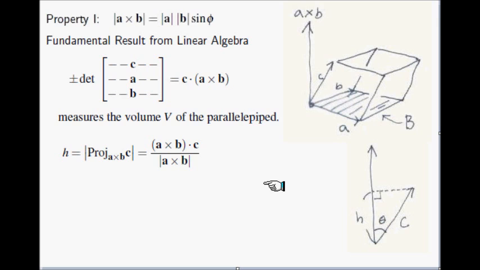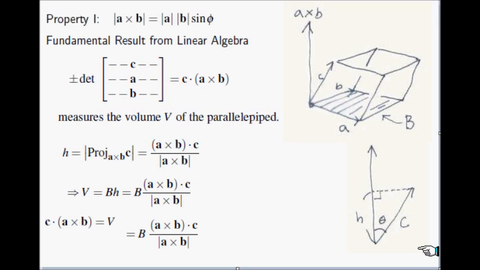So the volume of this parallelepiped has become this guy, because it's base times height, and I'm substituting h with this scalar projection version. So here we get the triple product version of the volume and the base times height version of the volume. So if you solve for B here, then we arrive at this property which is almost the first property we try to prove here.